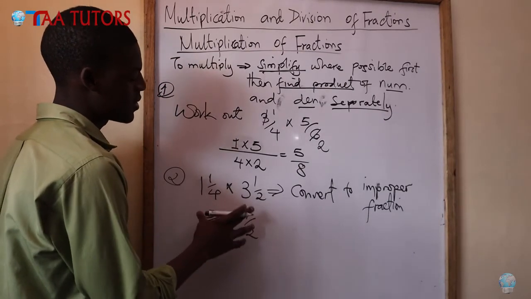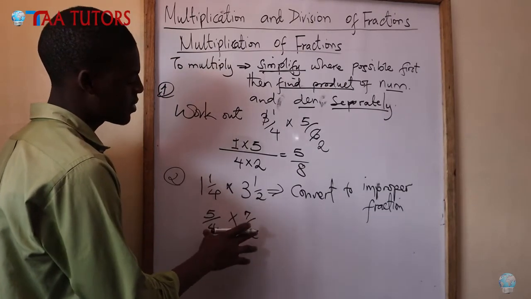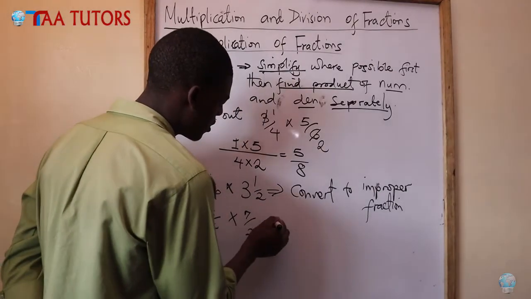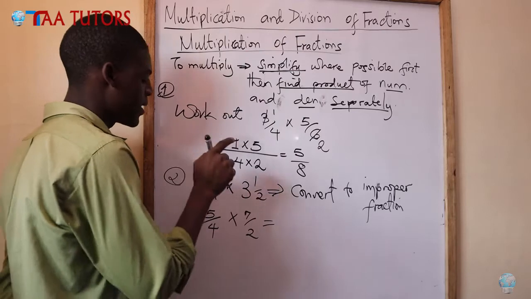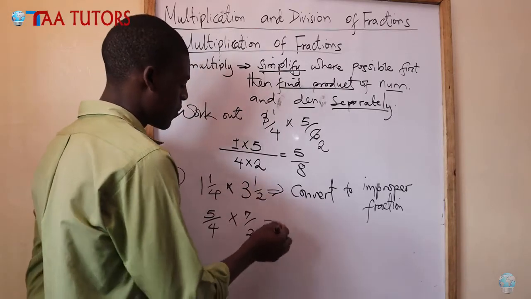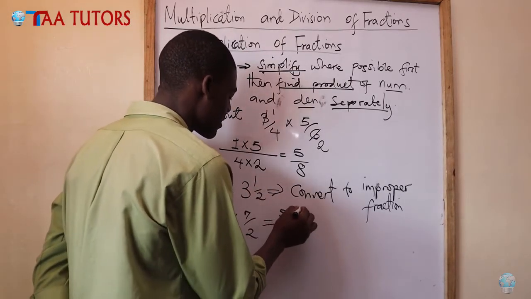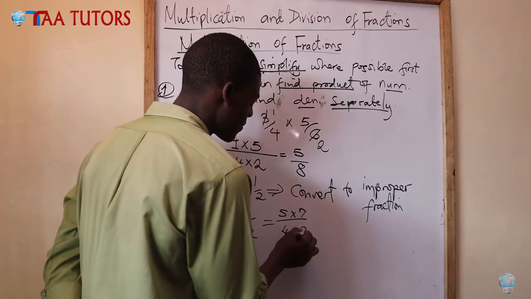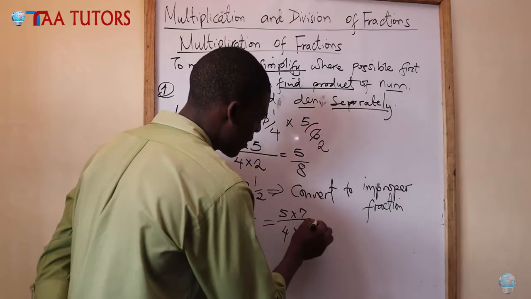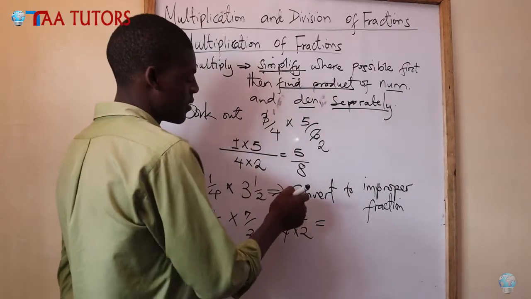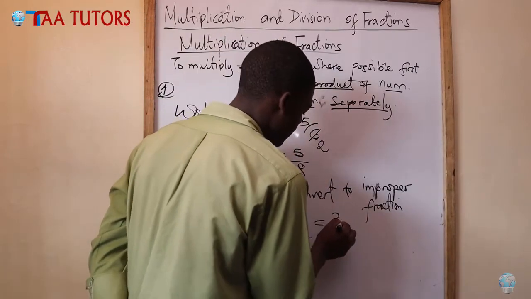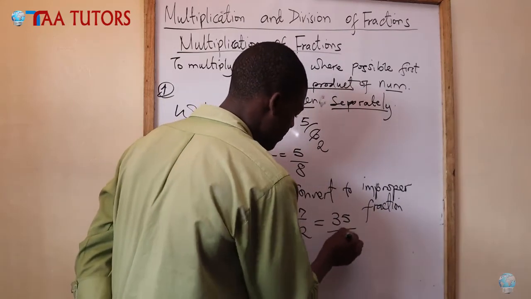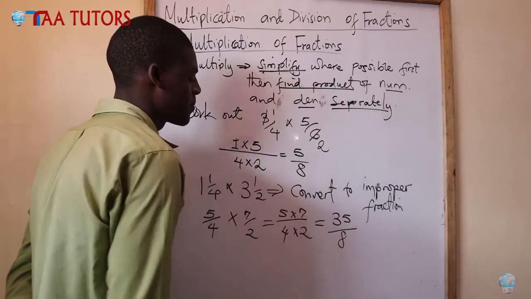In this case, there isn't anywhere we are going to simplify. So we will just move on to find the product of the numerator and denominator separately. We will have 5 times 7 over 4 times 2. The answer we are getting: 5 times 7 is 35, over 4 times 2 is 8. So we have 35 over 8.